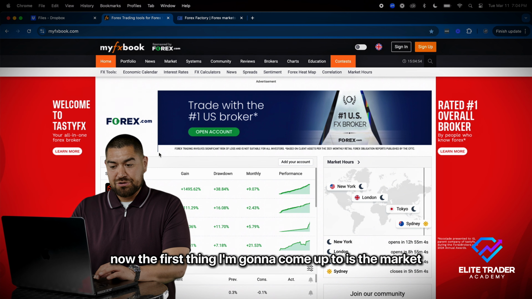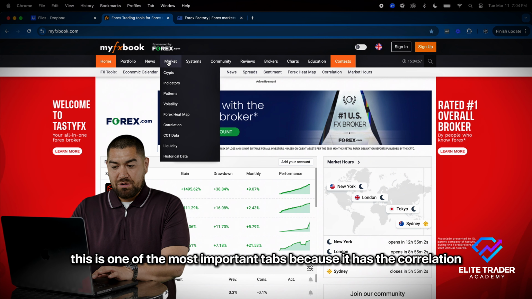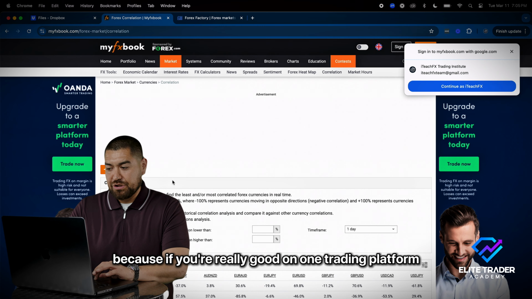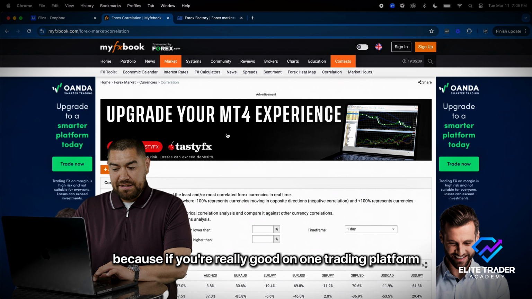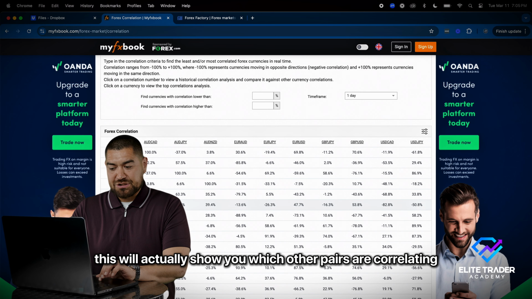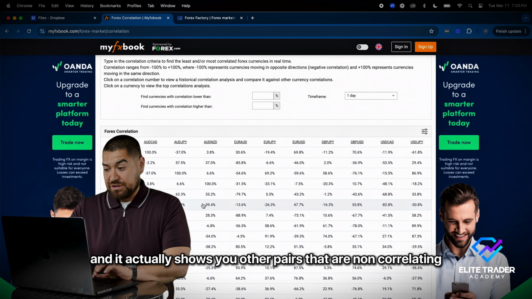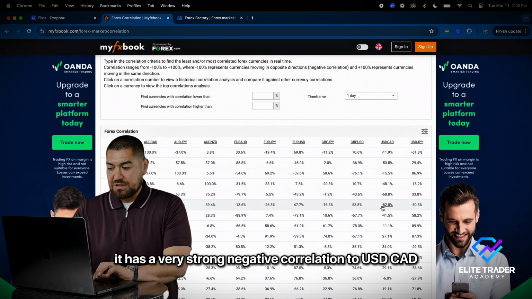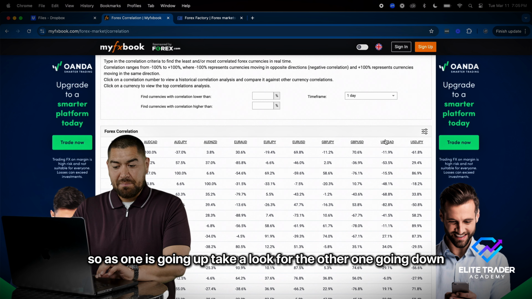Now, the first thing I'm going to come up to is the market. This is one of the most important tabs because it has the correlation. Market correlation is super important because if you're really good on one trading platform, for example, let's say you're really good at AUD USD, this will actually show you which other pairs are correlating. And it actually shows you other pairs that are non-correlating. So for example, AUD USD has a very strong negative correlation to USD CAD. So as one is going up, take a look for the other one going down.